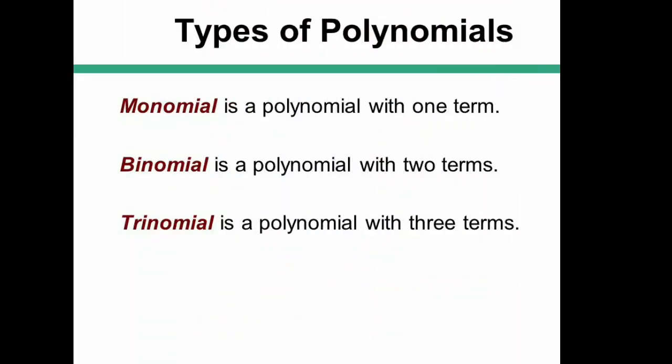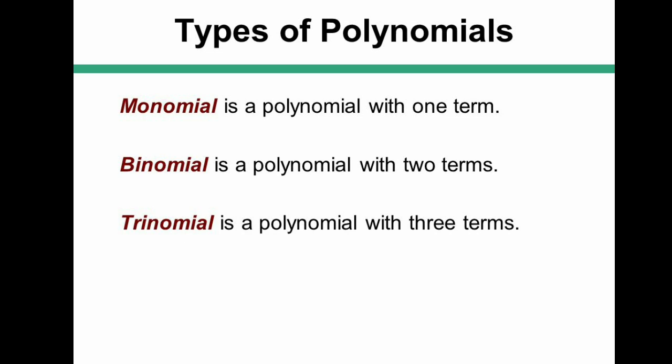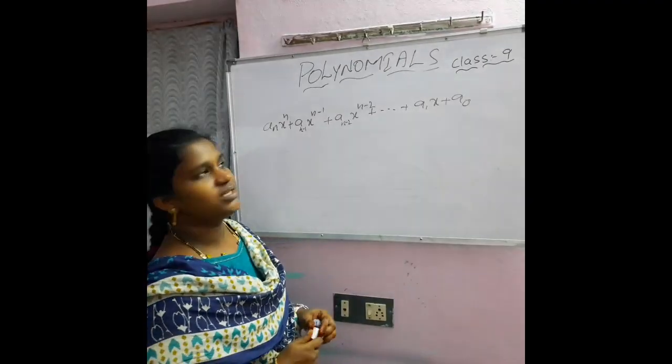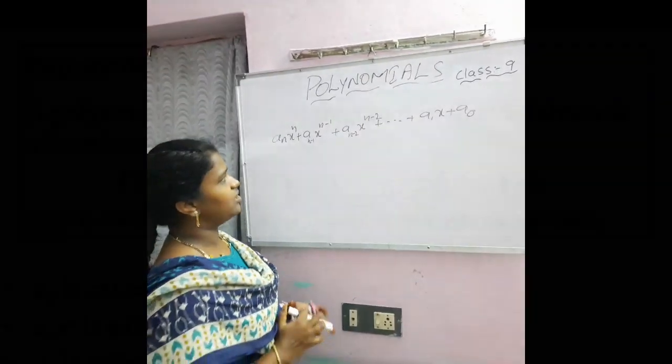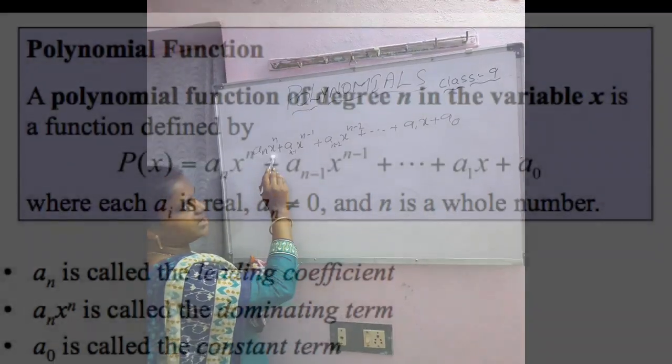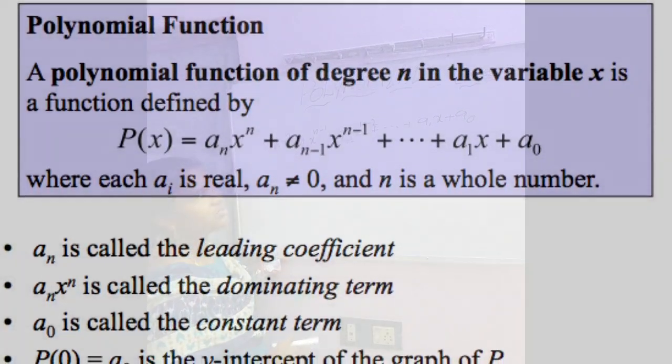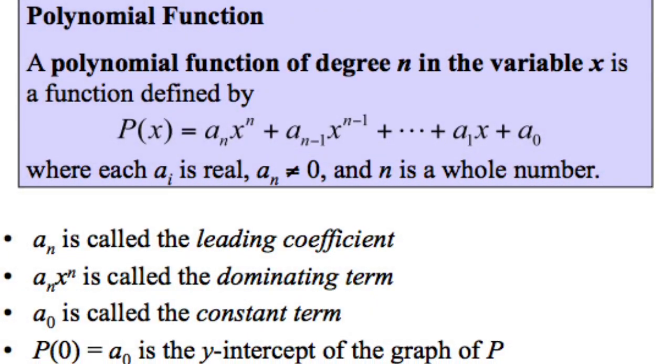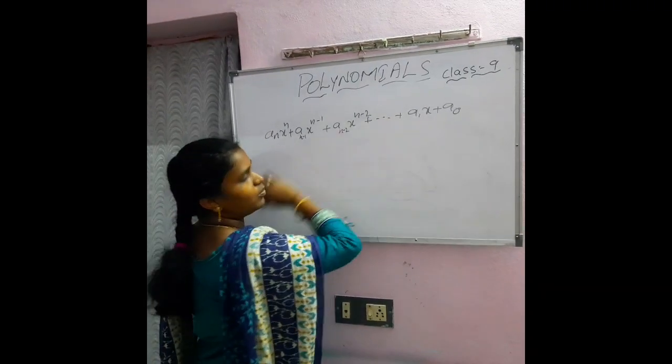So polynomial is divided into 4 parts basing on the terms contained in the expression: monomials, binomials, trinomials and multinomials. So let us see the general form of a polynomial. The general form of a polynomial is an x to the power of n plus an minus 1 x to the power of n minus 1 plus an minus 2 x to the power of n minus 2 plus so on, a1x plus a0. That is the general form of a polynomial.